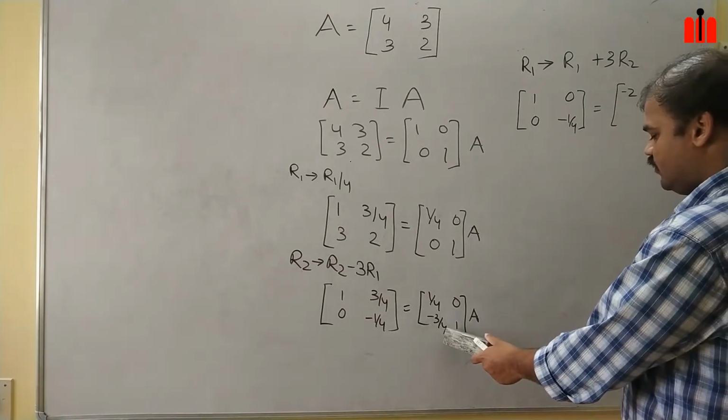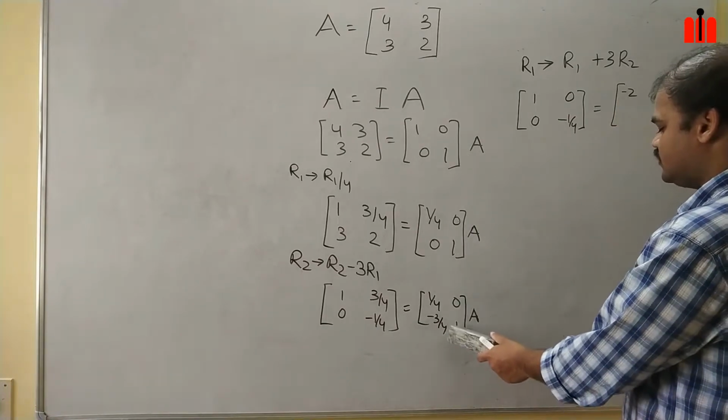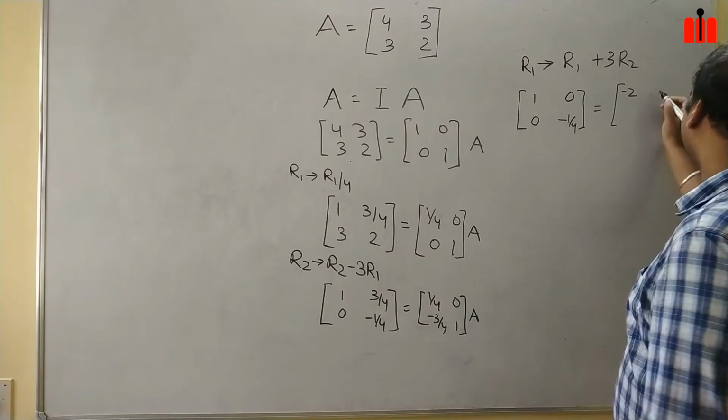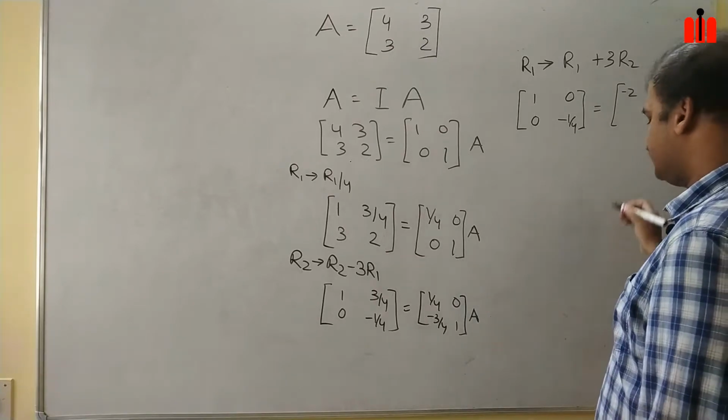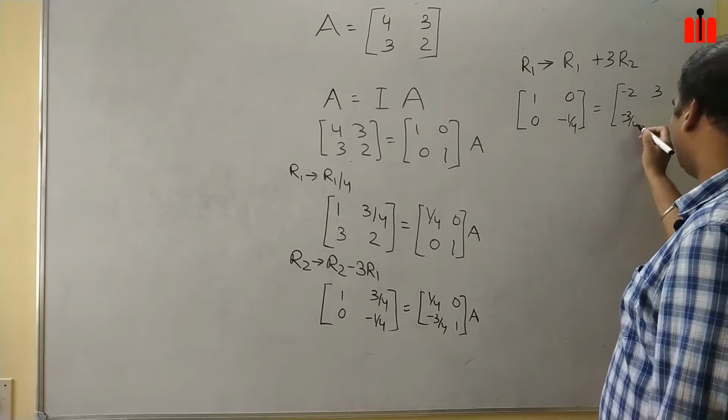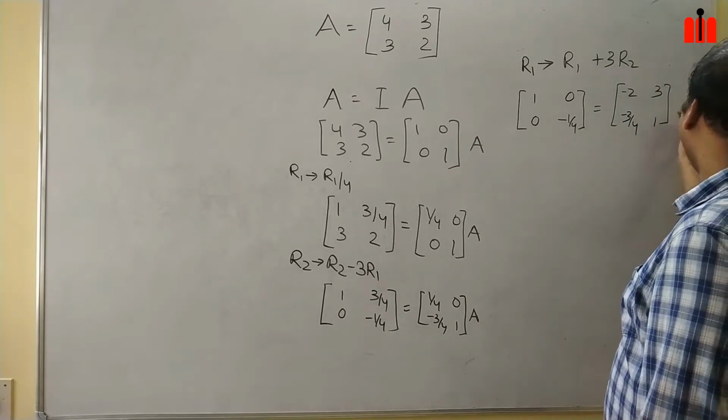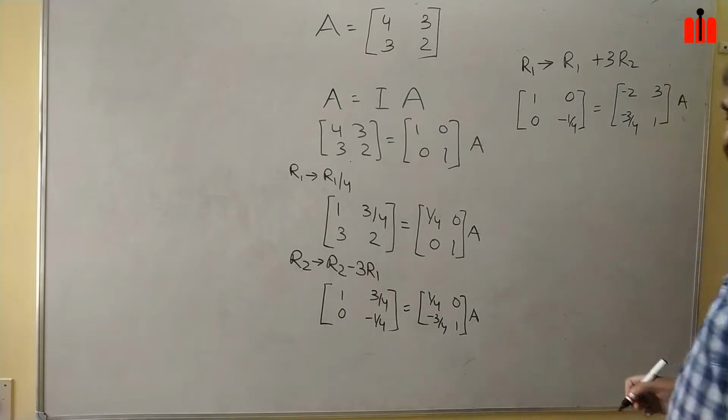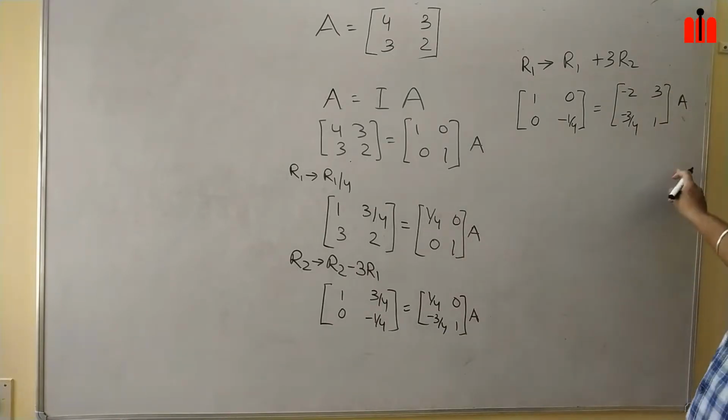After that you will multiply with 3 and add here. So here it is 1, so this element will become 3. After that minus 3 by 4, 1. And you are left with A. Okay, are you getting this step?